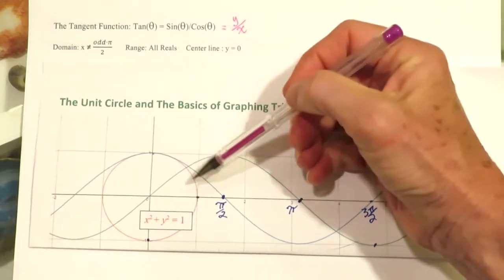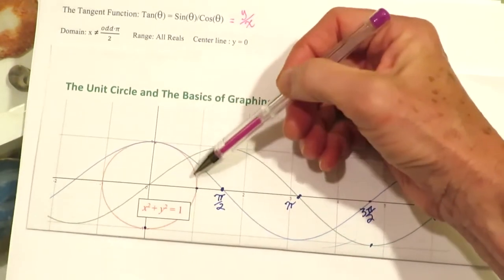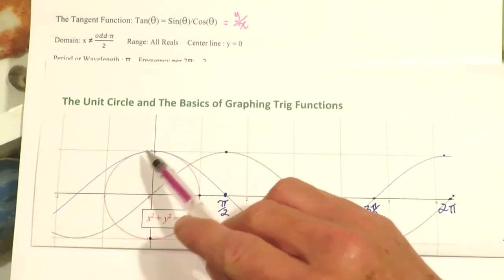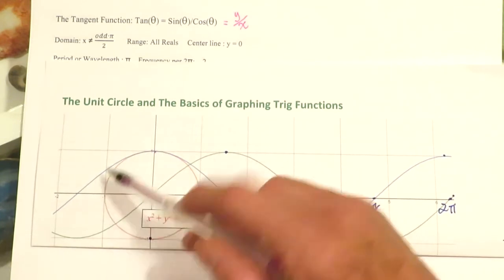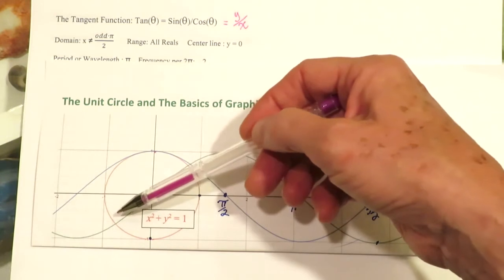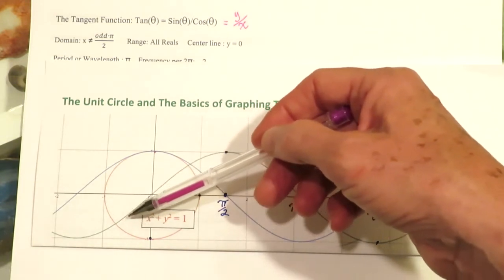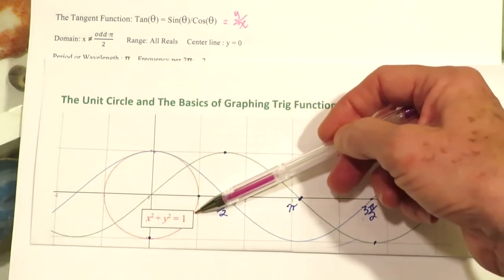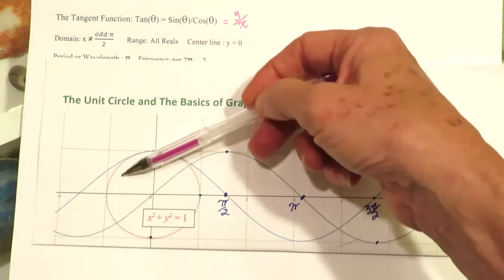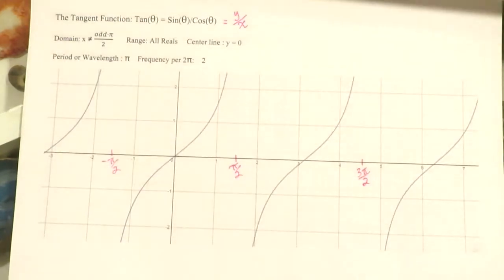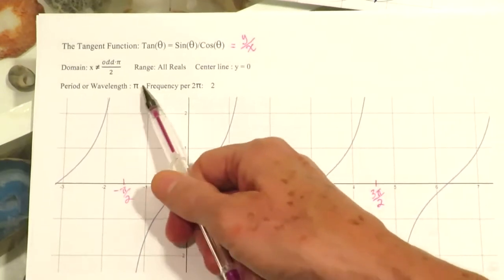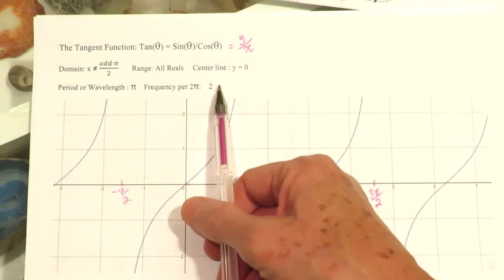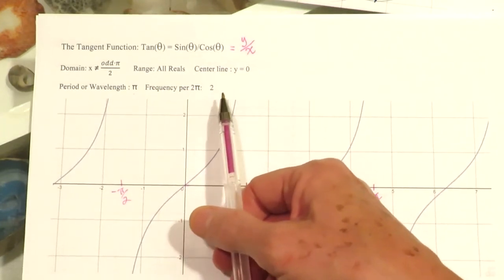So in quadrant 1, sine and cosine, x and y are both positive. In quadrant 2, x is negative and y is positive, so the values of tangent will be negative. But then in quadrant 3, x and y are both negative, and so tangent will be positive. And then quadrant 4 is going to repeat the same negative values for tangent that quadrant 2 did. So the wavelength of tangent is only a half circle, it's pi. And then the frequency per 2 pi would be 2. You get 2 cycles in one trip around the circle.